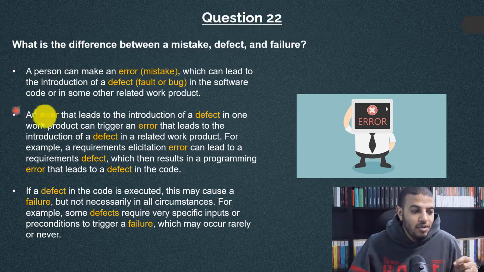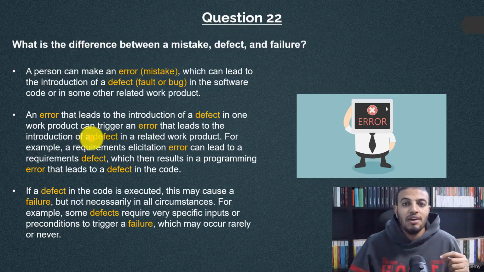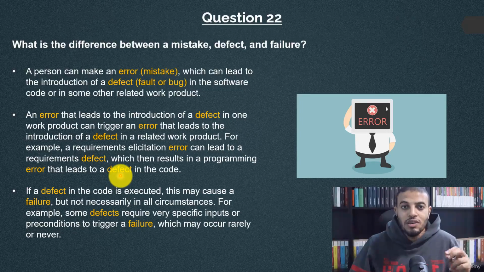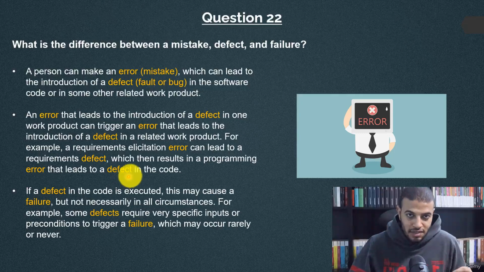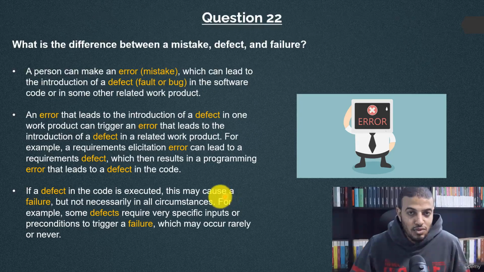So like we see here, an error that leads to the introduction of a defect in one work product can trigger an error that leads to the introduction of a defect in a related work product or in another work product. For example, a requirements elicitation error can lead to a requirements defect, which then results in a programming error that leads to a defect in the code. And this is why sometimes we use root cause analysis in order to know the root errors that caused this defect. The defect that happens in the requirements or in the code can lead to the failure, but this will happen if this code is executed.